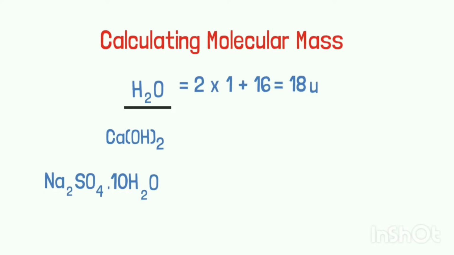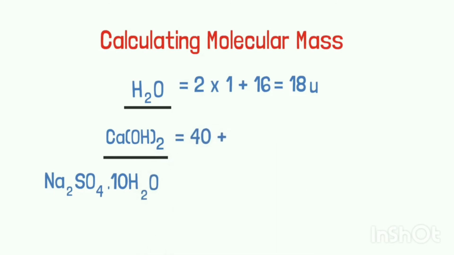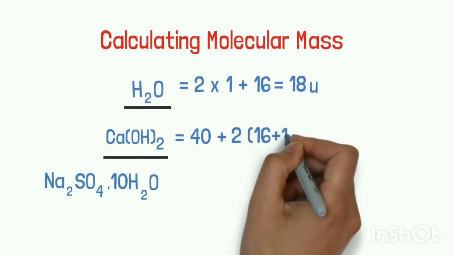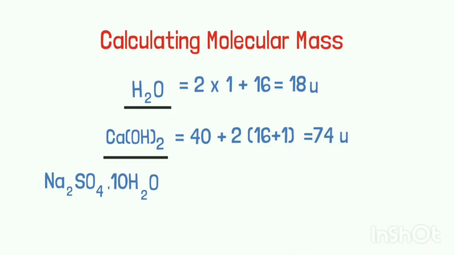Here the atomic weight of calcium is 40. Please remember, when you talk about hydroxide here, the 2 is for both OH, that is hydroxide ion. We'll multiply 2 into 16 plus 1, and that sums up to be 17. And since again we are talking about molecular mass, it will be 17 u. Similarly, we can calculate the molecular mass of sodium sulfate dot 10H2O. Here this dot 10H2O is actually water of crystallization, and that 10 is to be multiplied with the whole water molecule.